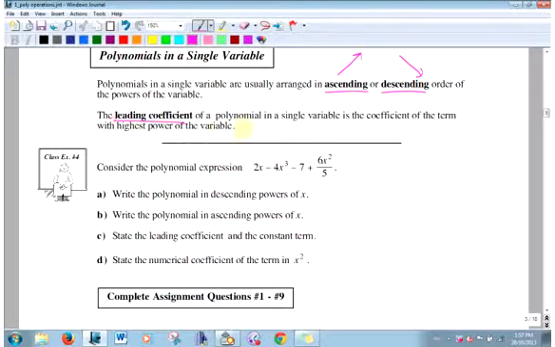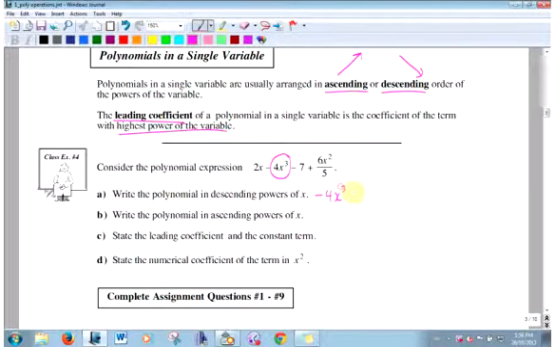Leading coefficient of a polynomial is the coefficient of the term with the highest power. Okay, consider this polynomial expression. Write the polynomial in descending powers of x. So where's the largest power of x? Right there. Start with that.